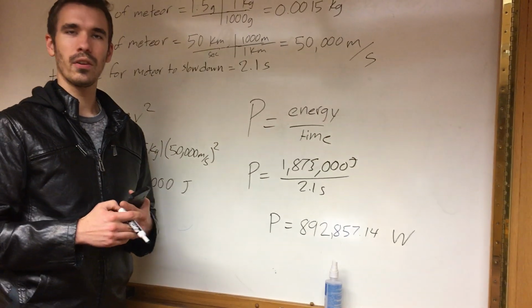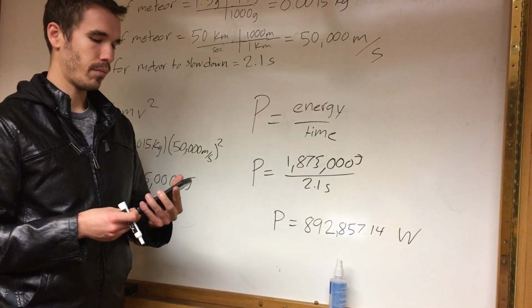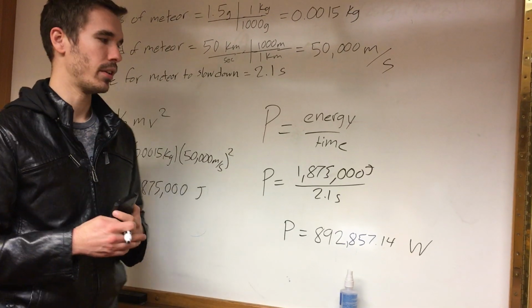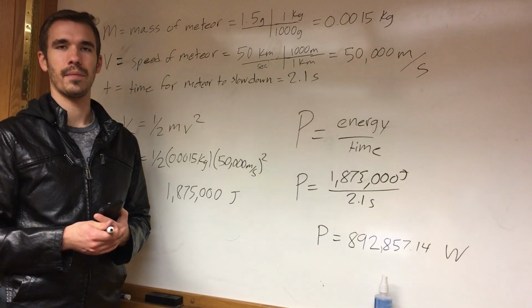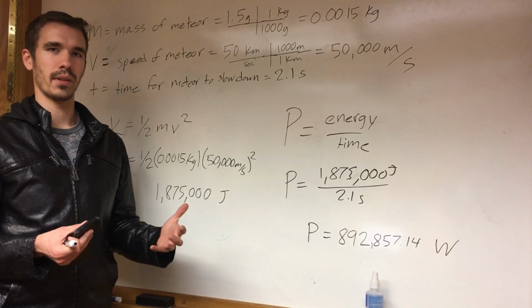So our power will be 892,857.14 watts, which is the unit for power that we use. And so to answer the question, that's the amount of power that would be generated from the meteor if it slows down over 2.1 seconds.